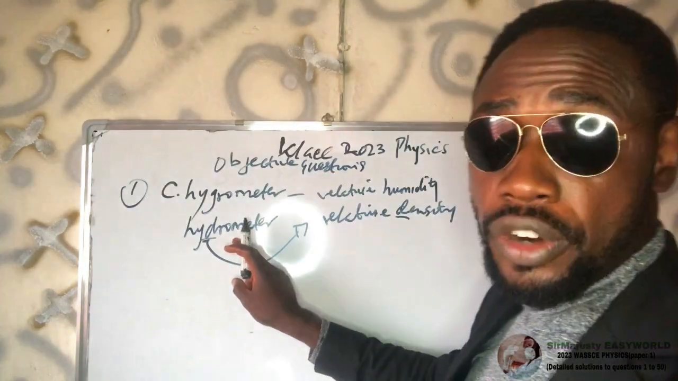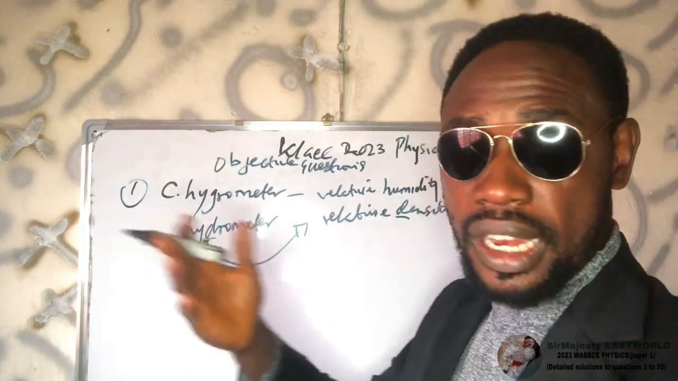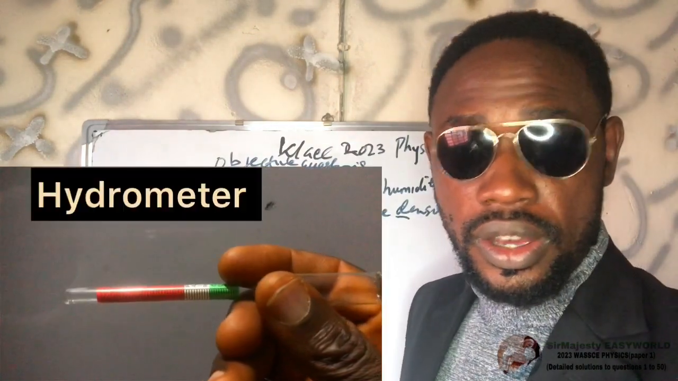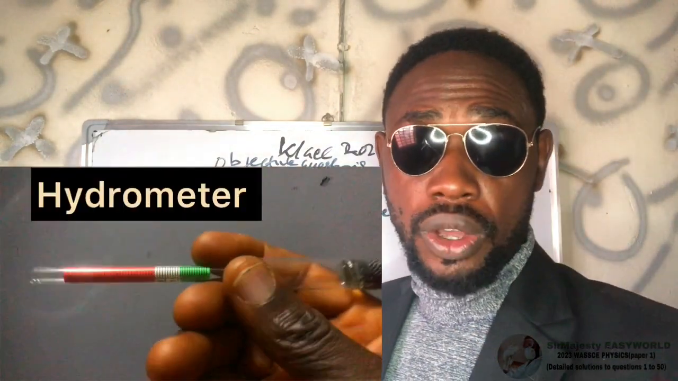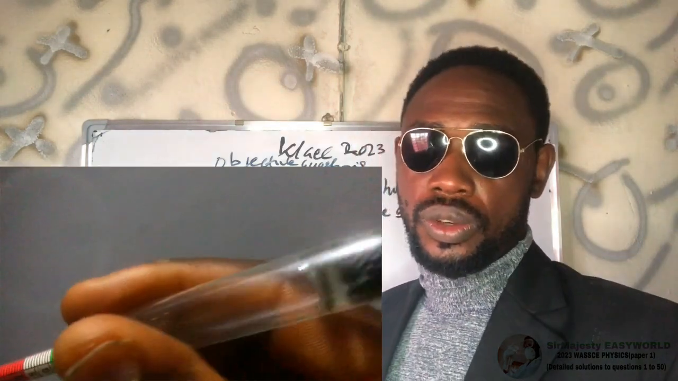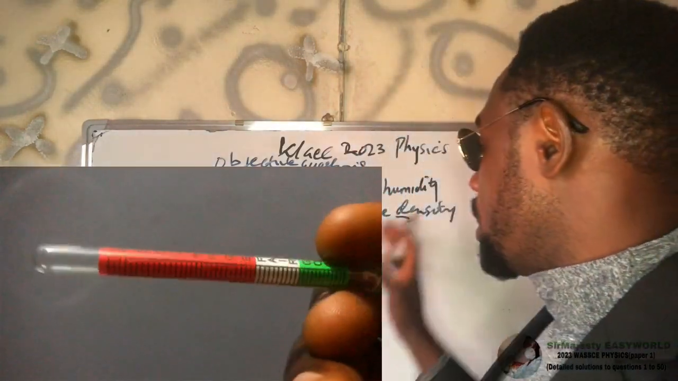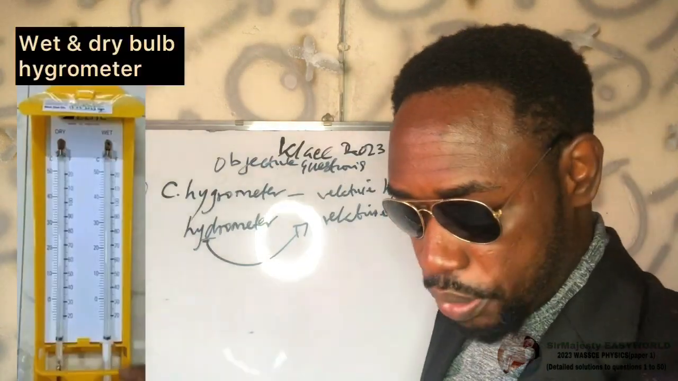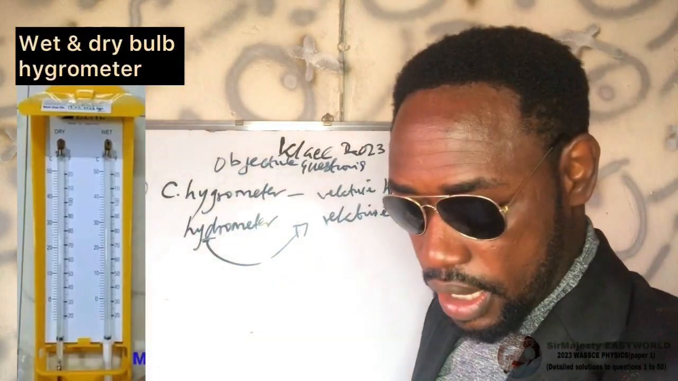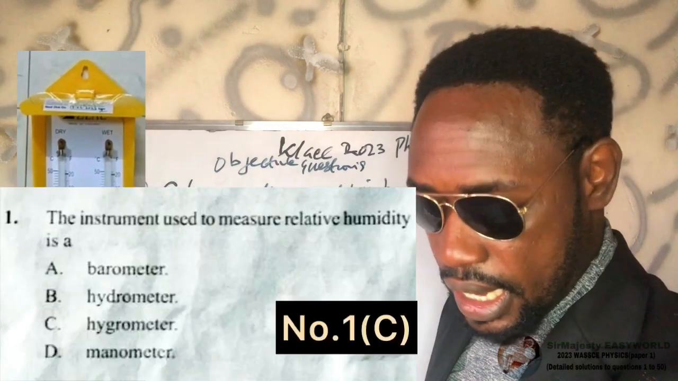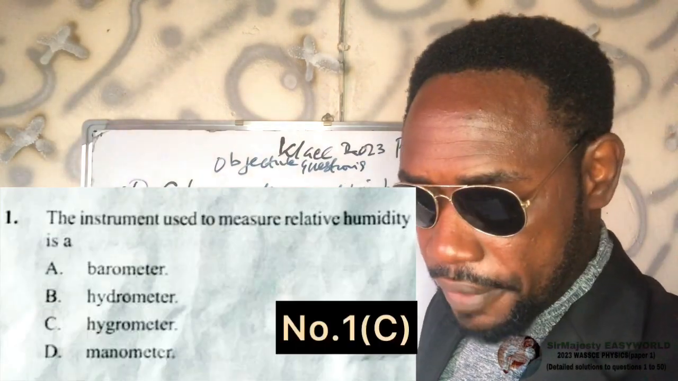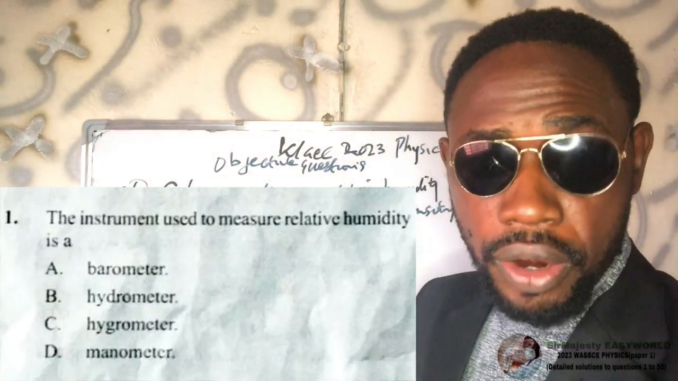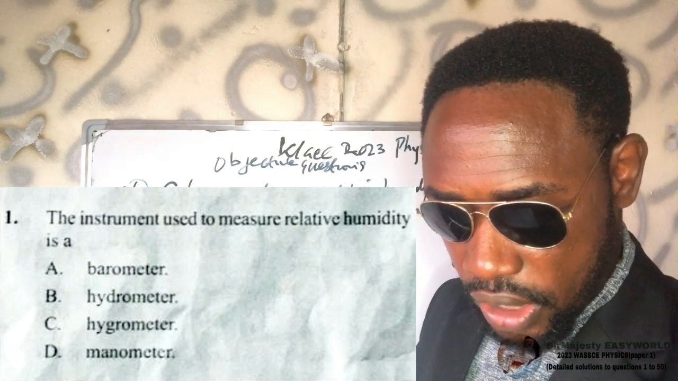This is for humidity. So the secret, D to D, relative density, is measured using a hydrometer, which is a glass instrument you see there on the screen. I use it to determine concentration. Sometimes if you don't want to waste time, you can use relative densities to know the concentration, but this hygrometer is for relative humidity. So the correct answer to question number 1, as you can see there on the screen, is option C.